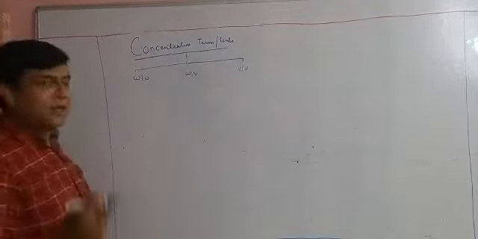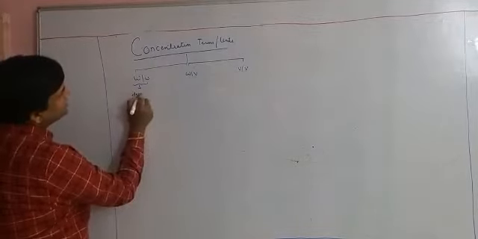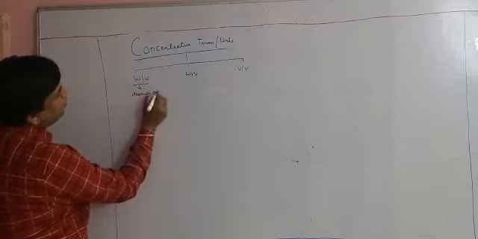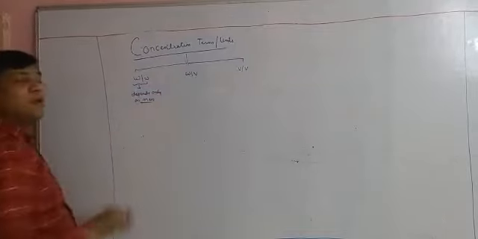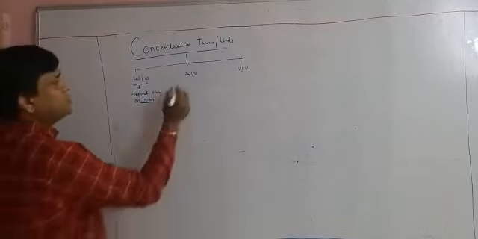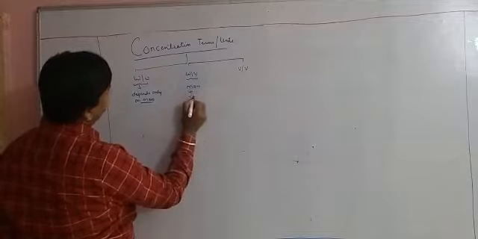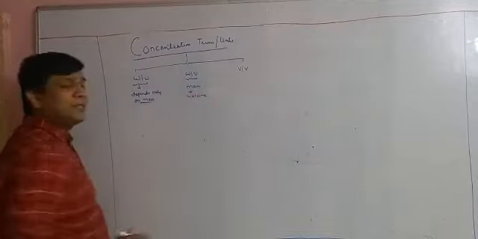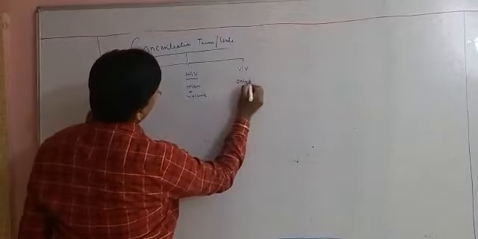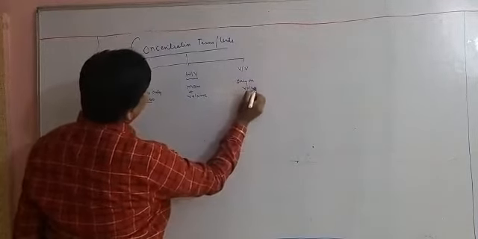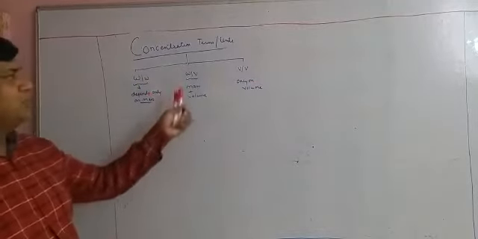What does this mean? W by W means those units which depend only on mass. Those units which depend on the mass are called W by W units. W by V units depend on the mass as well as volume. And V by V units depend only on volume. So there are three categories of the concentration units: W by W, W by V, and V by V.